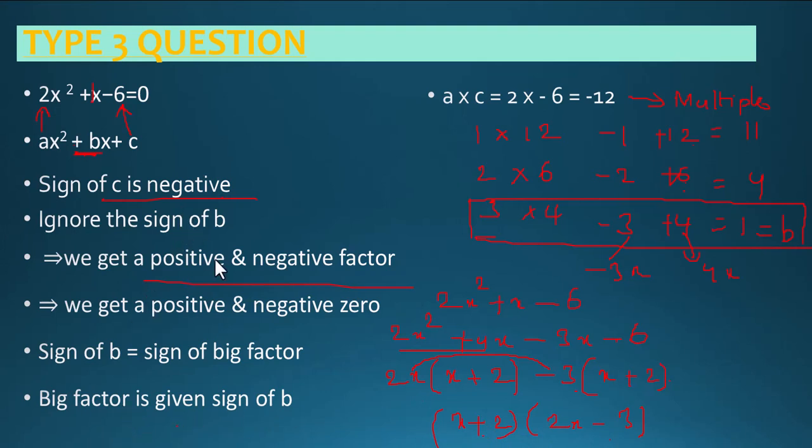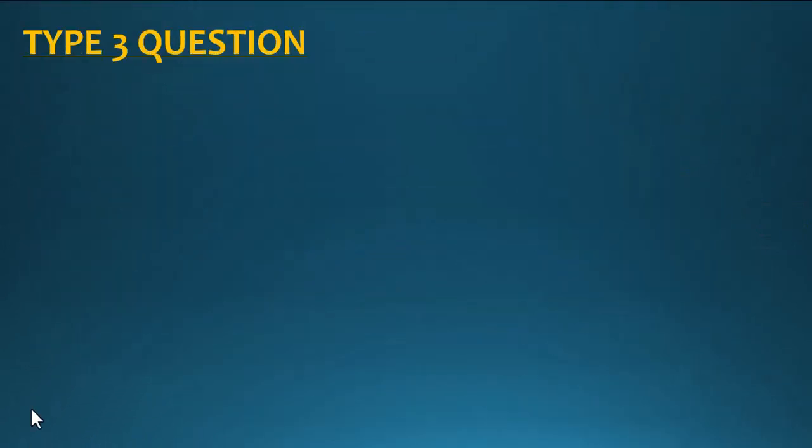These 2 points are really going to help us in identifying what type of question it is, what type of factors we are going to get, and how to assign the sign of the factors also. No hit and trial here as well. For type 3 questions, let's take one more question.